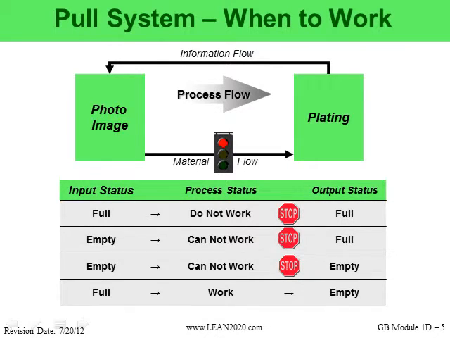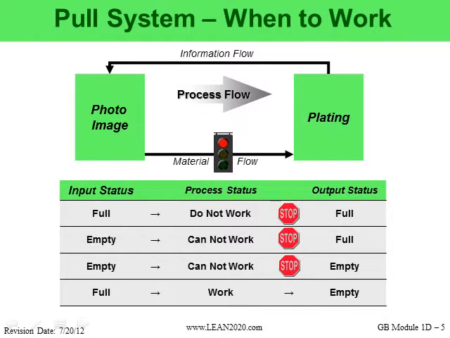So here's our pull system example. The status at either photo imaging or plating, they either have work and they're full, or they're empty without work. Okay, so those are the two statuses that they have. When they are both full, we really don't want the photo imaging process to push any more work to the plating department because they already have enough to work on. They're full, they're going to work down their backlog.